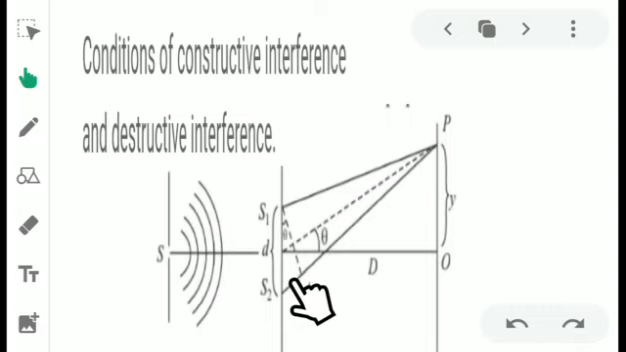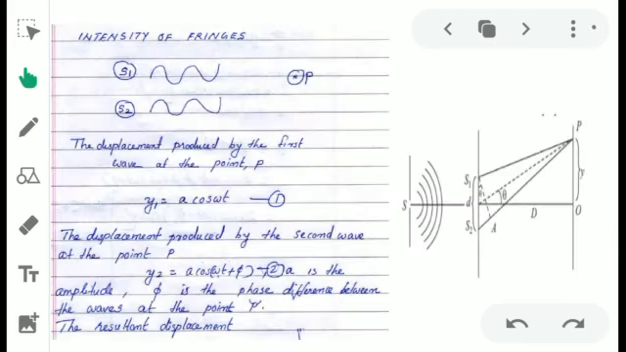What will be the condition for constructive interference and destructive interference when the waves from S1 and S2 superimpose each other? Here we are going to derive the condition for constructive and destructive interference. Waves produced from S1, that is Y1 equals A cos omega t, and from S2, that is Y2 equals A cos (omega t plus phi). When these two waves superimpose, the resultant wave Y is equal to Y1 plus Y2.